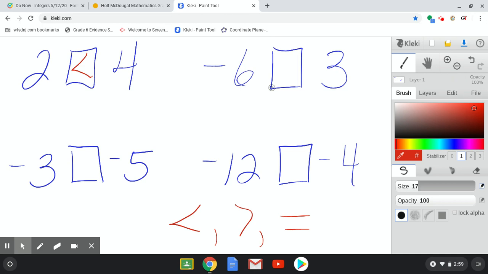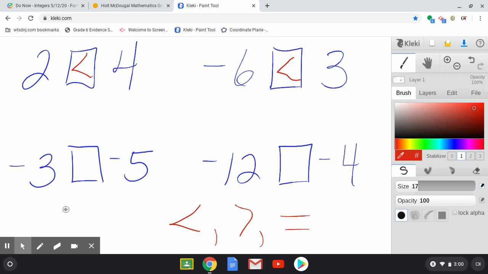All right. Also, when one is positive and one is negative, that's pretty simple. You know that positive numbers are larger than negative numbers. So in this case, when I'm comparing negative 6 to positive 3, I know that negative 6 is less than positive 3. All right. Those are the simple ones.